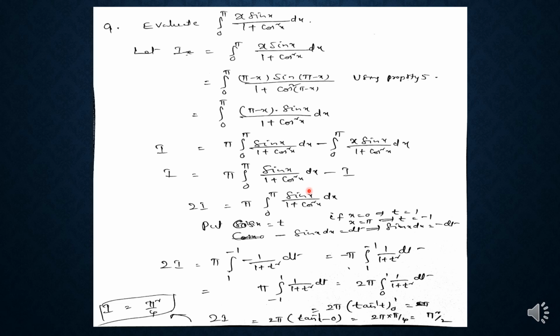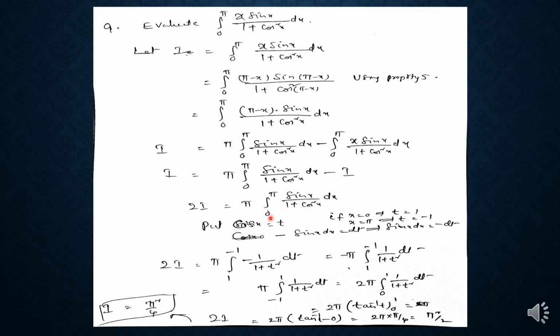That is, minus sin x dx is equal to dt. So in the given integrand we have sin x dx, so we can write sin x dx is equal to minus dt, and in the denominator 1 plus cos square x. If we write cos x is equal to t, this becomes 1 plus t square, that is minus dt by 1 plus t square. So here we are changing the variable x into t.